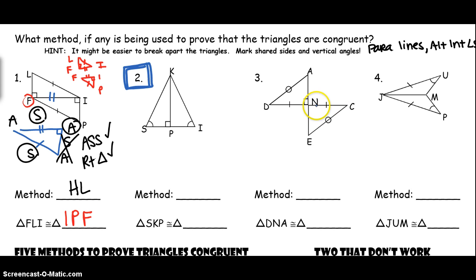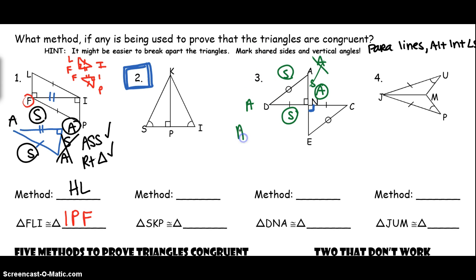So on number 3, do we have any shared sides? No. Do we have any vertical angles? Yes, right here. So these must both be 90. Do we have any parallel lines? No, so we're good there. Okay, so with that being said, now we're going to mark all of our angles. So angle, angle, angle, side, side, side. This is marked, and this angle over here is marked. Okay, so if we go the shortest way, we would go like this, and it would be ASS.